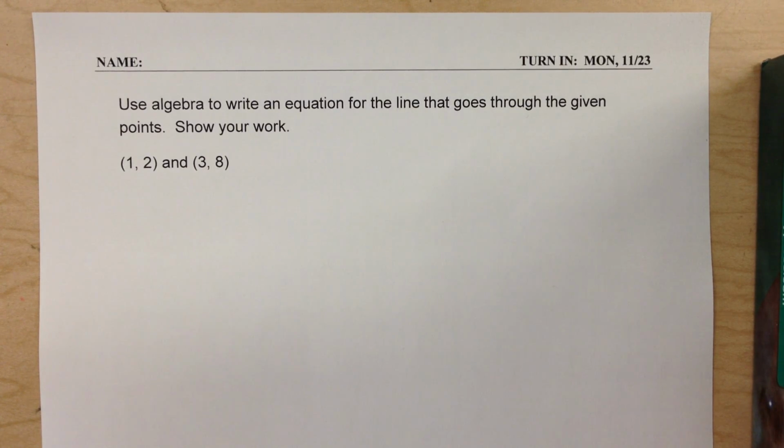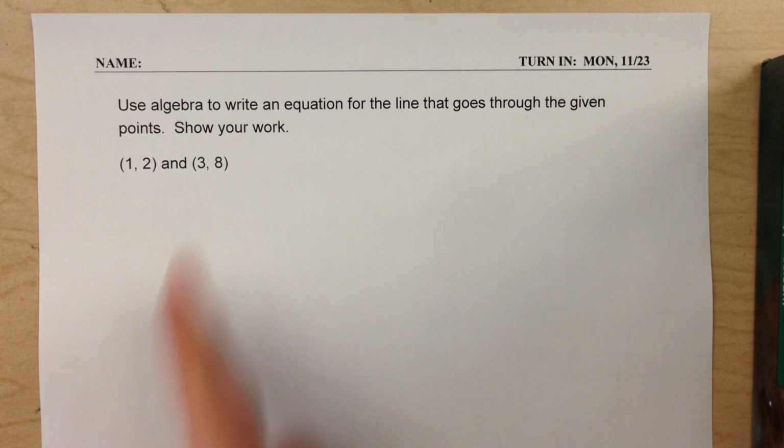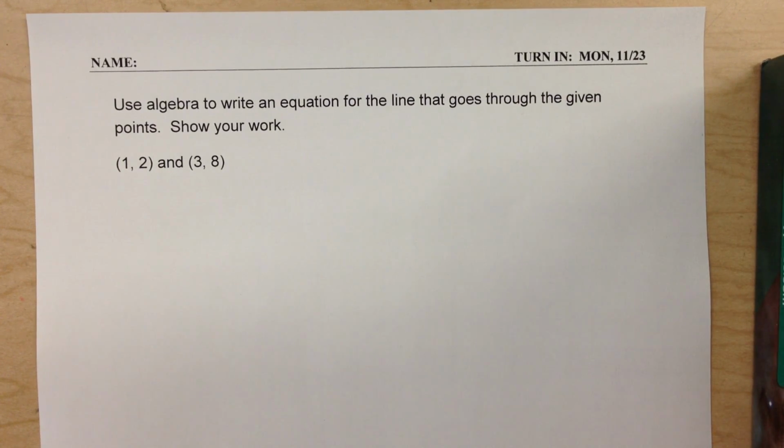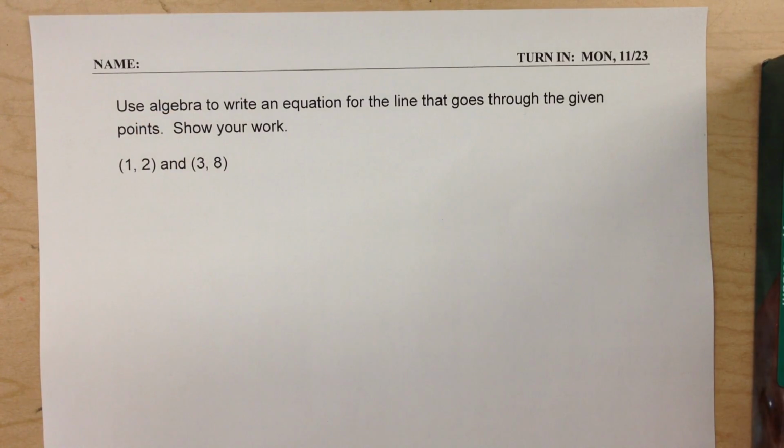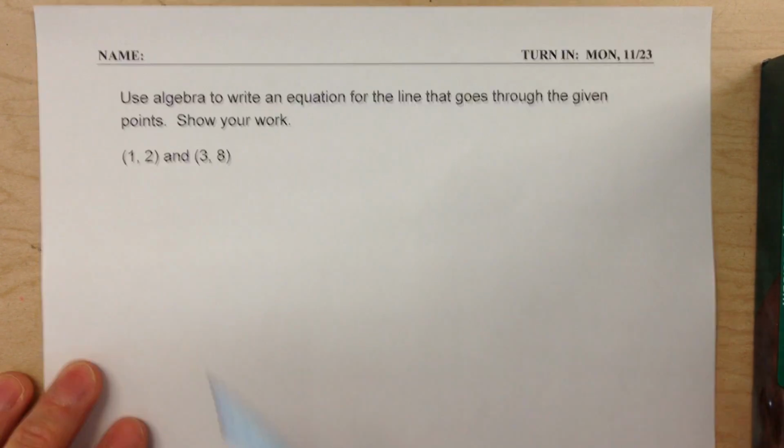Today we learned how to write an equation for a line that goes through 2 points. But we didn't do it with a graph. We didn't do it with a table. Today we used algebra to do it. So I broke it down into basically 4 steps.